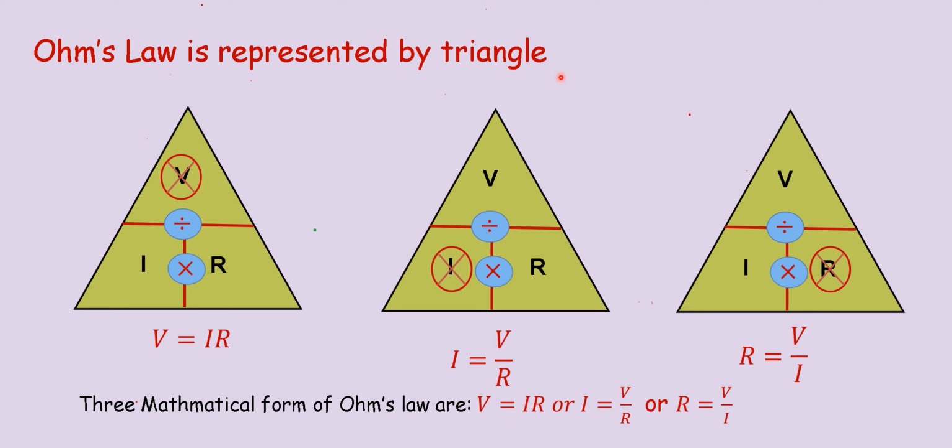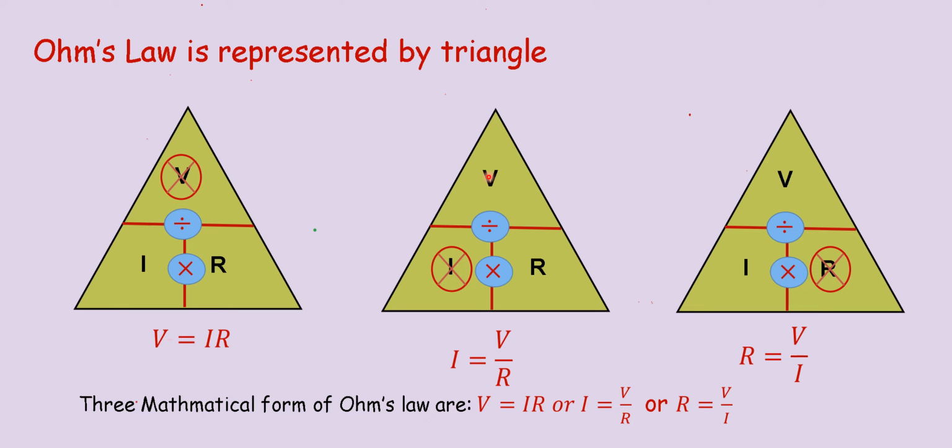Ohm's law is represented by a triangle. Let us now first draw a triangle and divide it into three sections. This is section 1, section 2, section 3. To calculate V, we cross it out from this figure. What do we see now? We see that I is multiplied by R. Therefore, the value of V is equal to IR.